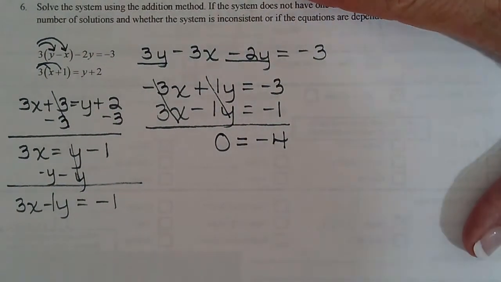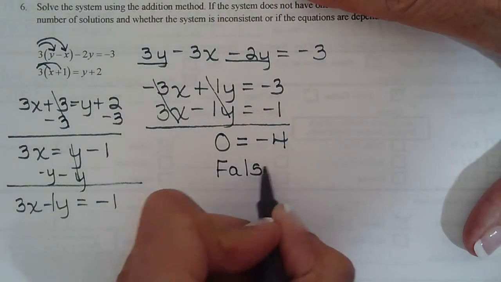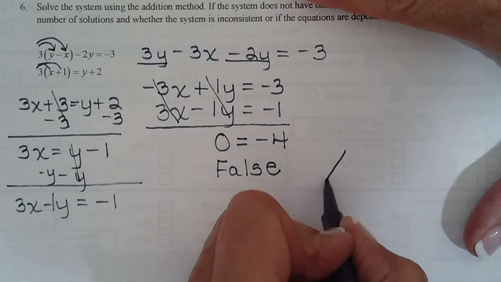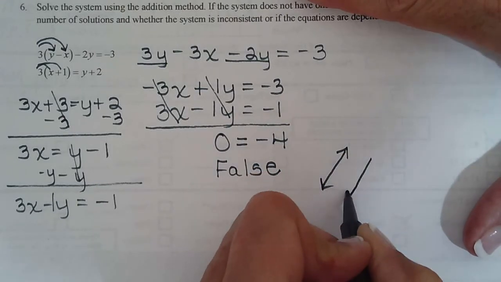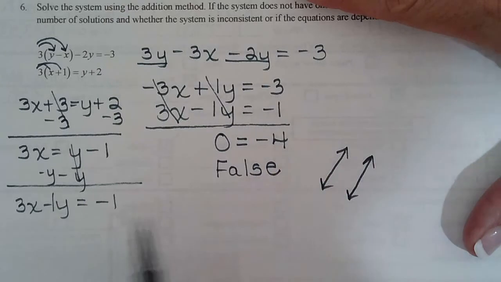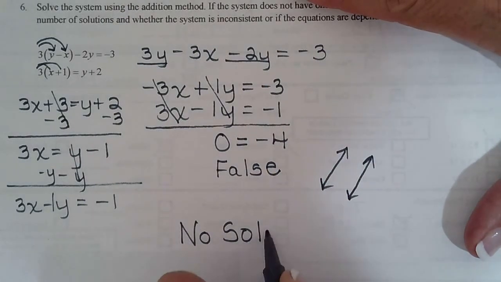True or false? False statement, right? So guess what that means? False means the two lines are never going to cross because the answer is no solution.